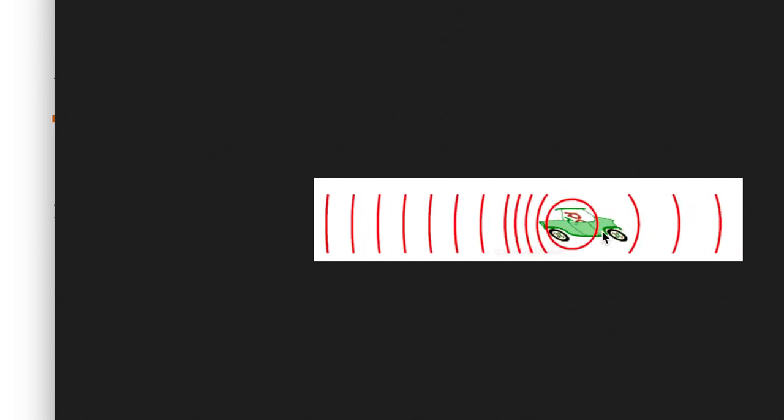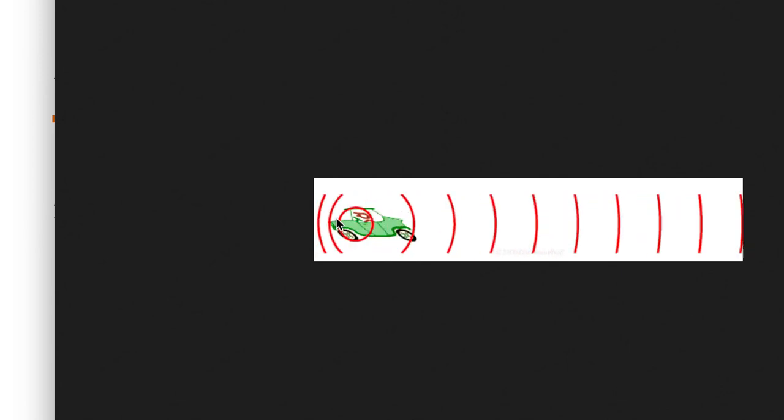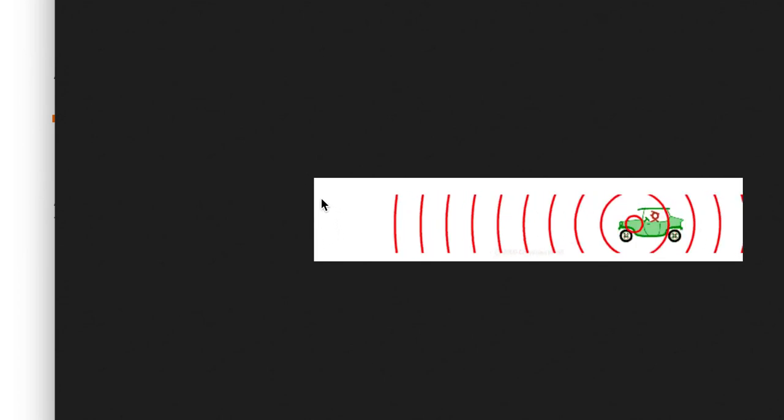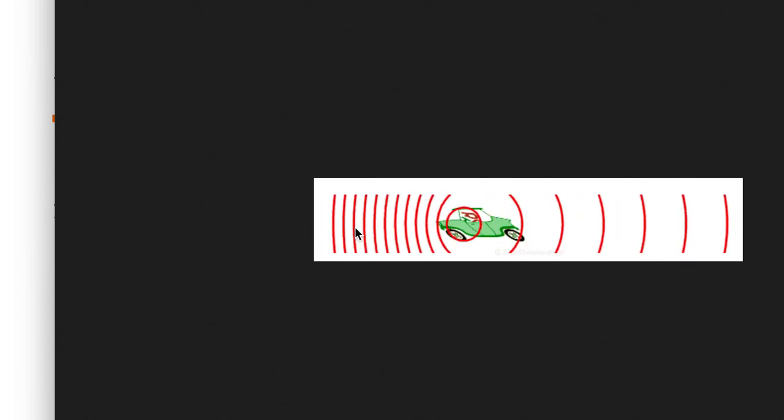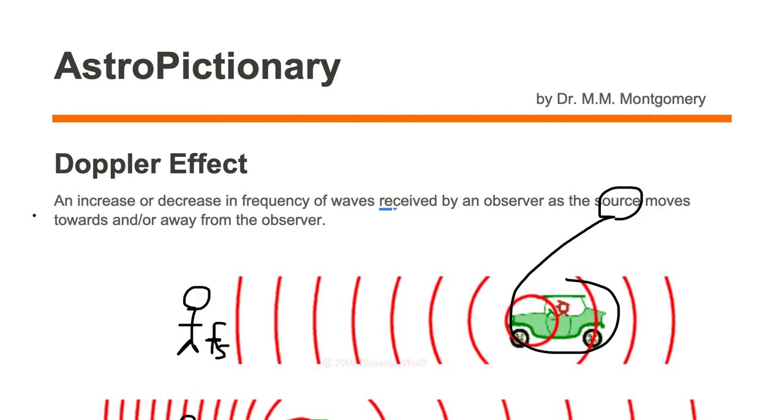Let's take a look at this animation. Here we have a car. The sound is being emitted. As the car moves forward, it's pushing those wave fronts together, and you're going to hear a higher frequency in front of the car. After the car passes, you're going to hear a lower frequency. This is what we mean by the Doppler effect, and in this case, for sound.